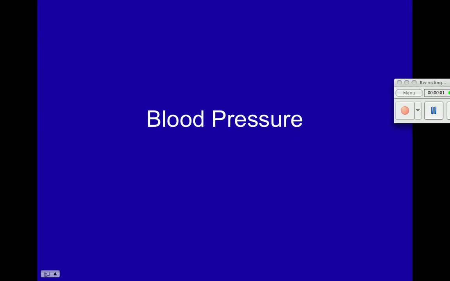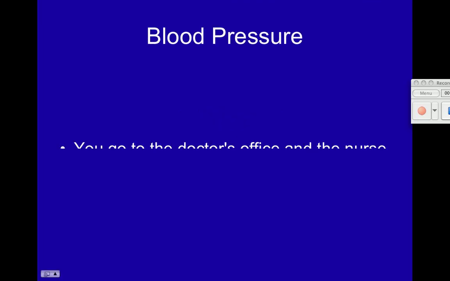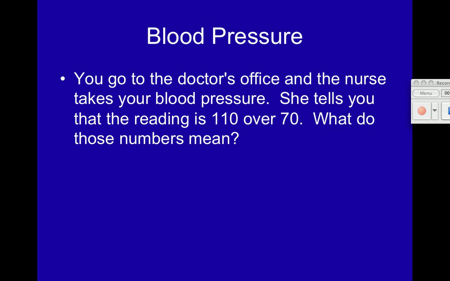Okay, this second segment that we're going to be discussing starts off with a discussion on blood pressure. Now, I'm sure that all of us have been to the doctor's office before, and when you get there, the nurse takes your blood pressure and gives you a couple numbers, say 110/70. The whole idea about this section is what exactly do those numbers mean when we say them? All right, that's what we're going to be exploring. What exactly do they mean?